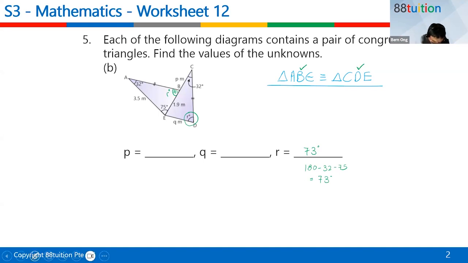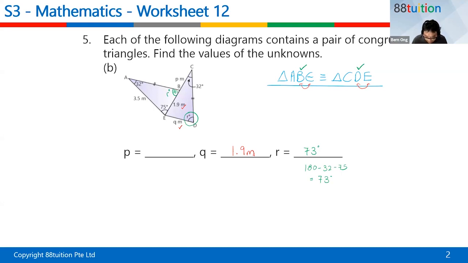Okay, next one, Q. Q is made out of ED. ED is here. So ED is the same as BE. Do we have BE? Oh, no, we don't have BE. Oh yeah, we have BE. BE is 1.9. So 1.9 meter is ED, which is Q, 1.9. Can you understand or not?